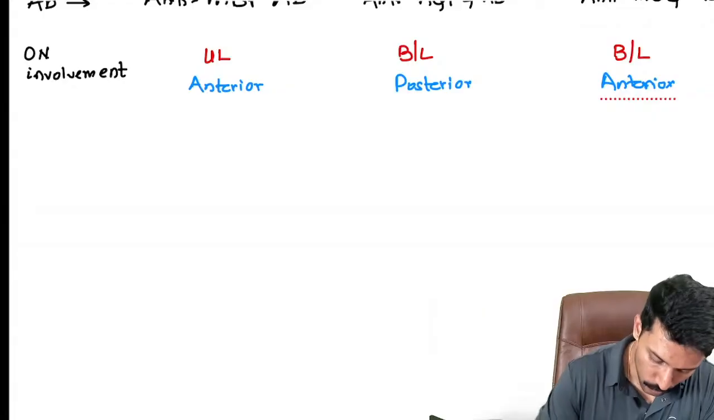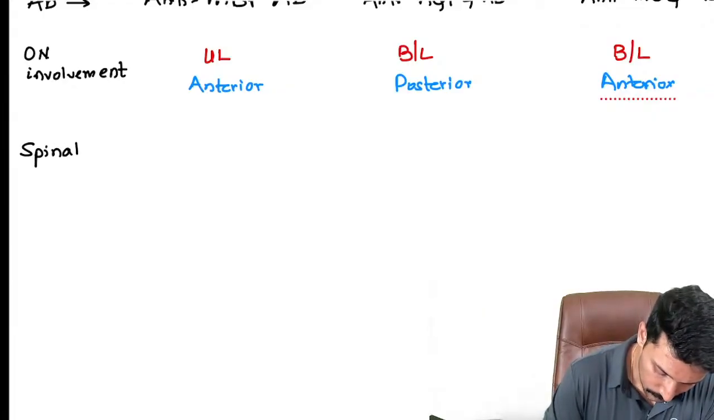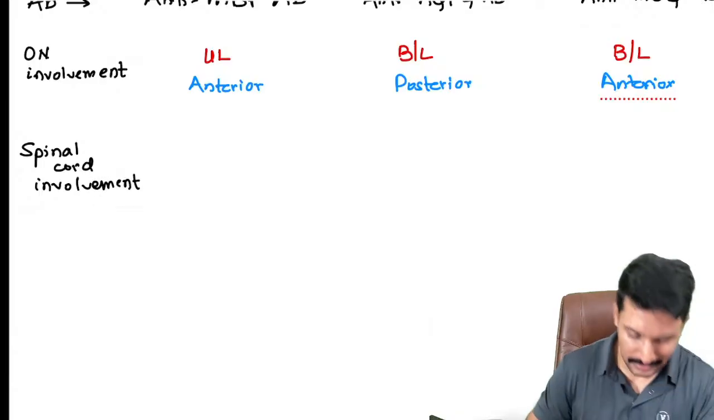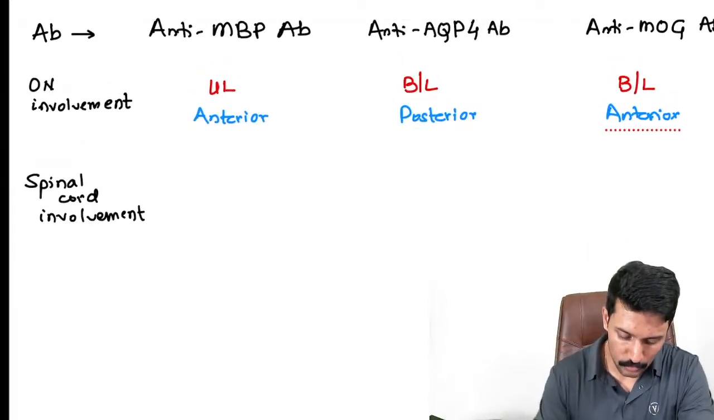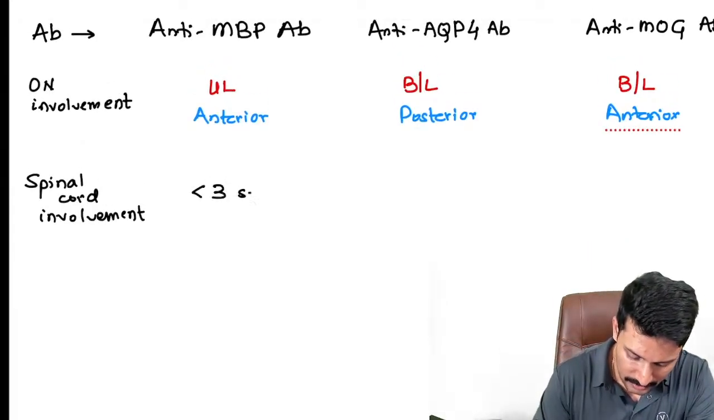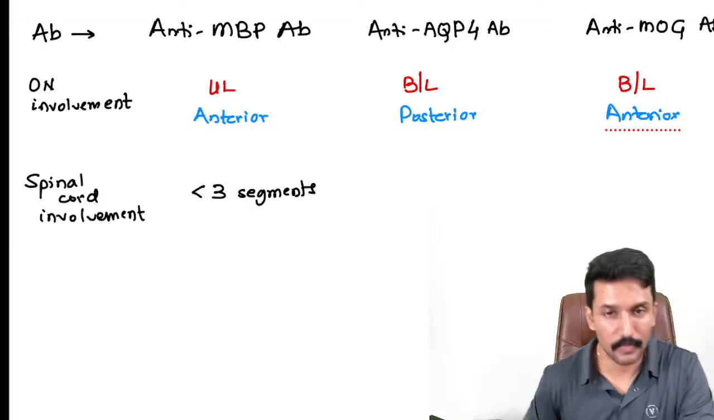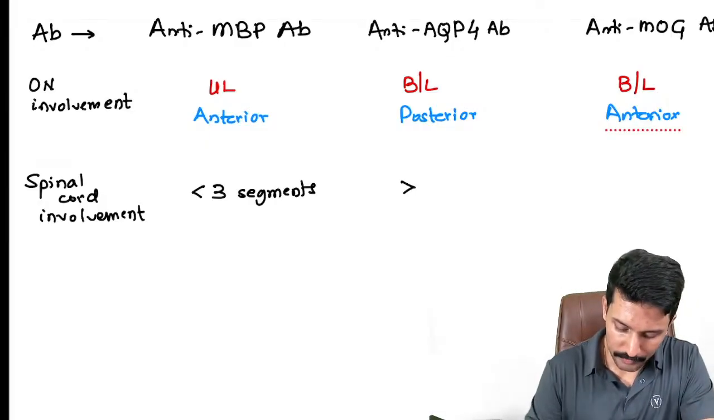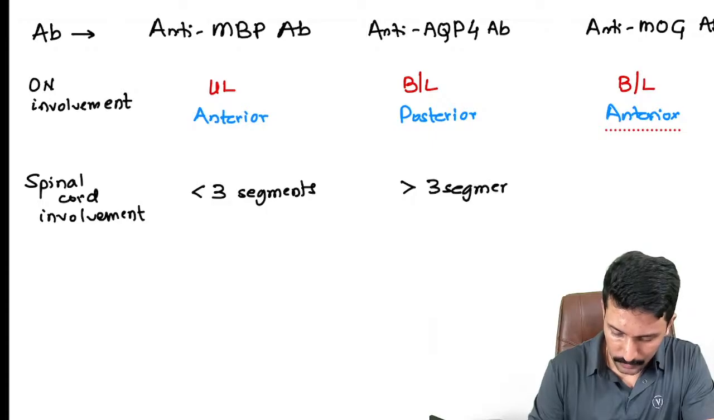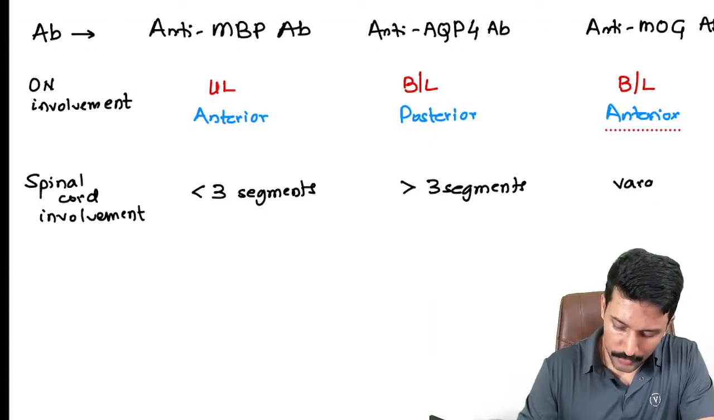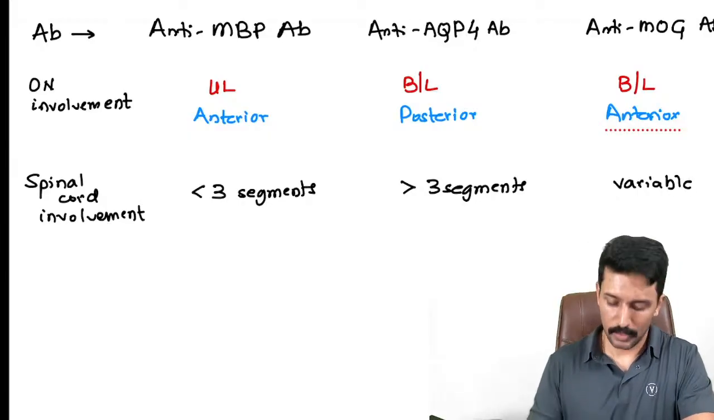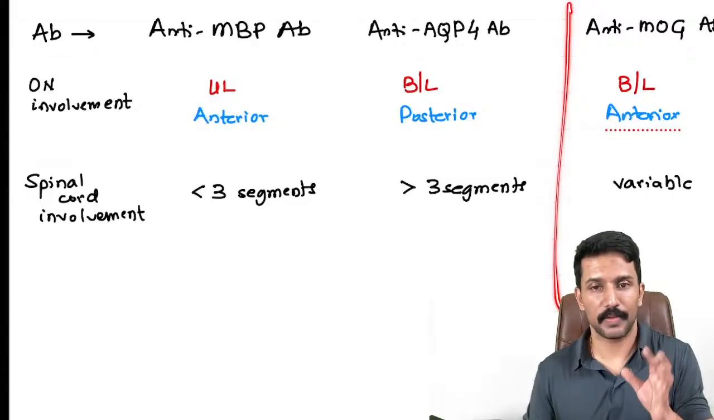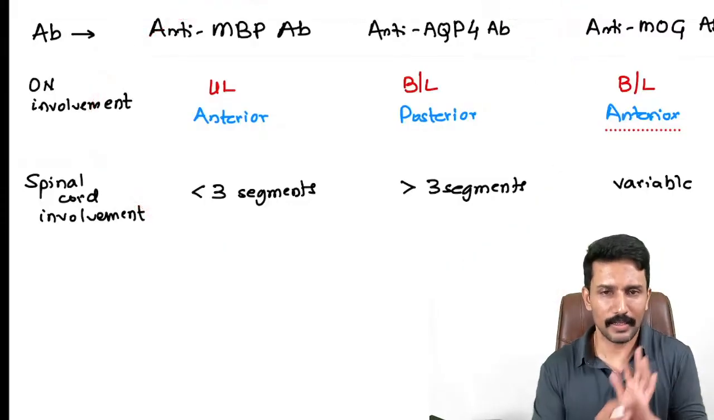Then comes the spinal cord involvement. Because spinal cord involvement in the form of sensory tracts and optic nerve involvement are the most common manifestations, right? So spinal cord involvement in multiple sclerosis affects less than 3 segments. But in neuromyelitis optica, it affects more than 3 segments. In MOG, it is usually variable. Most commonly, this is also less than 3 segments. So MOG is usually not considered a major differential in the exam. So this is where the questions come from, right? And that is pretty simple.